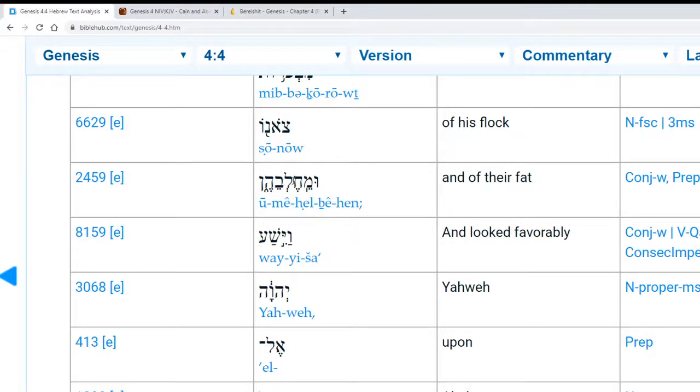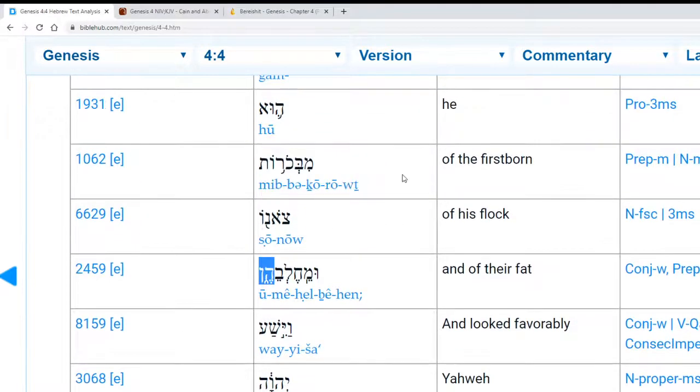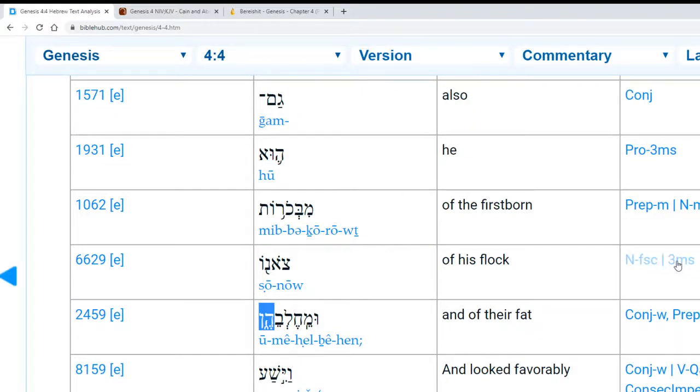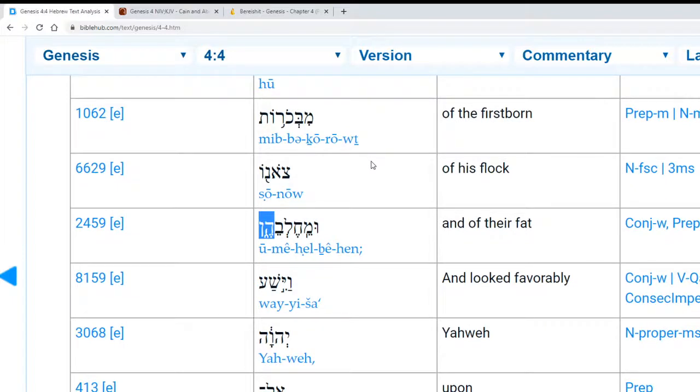chelvehen, right? So this is in the feminine. So tzon is in the masculine. Oh, I guess they're saying that, that's kind of curious there. Chalvehen, right? So that hen at the end is the third person feminine plural. Tzon is masculine.